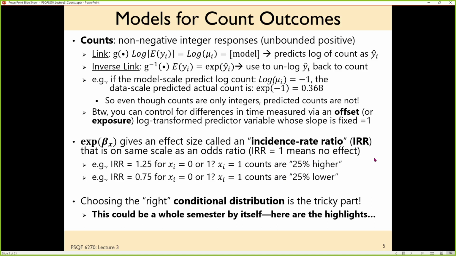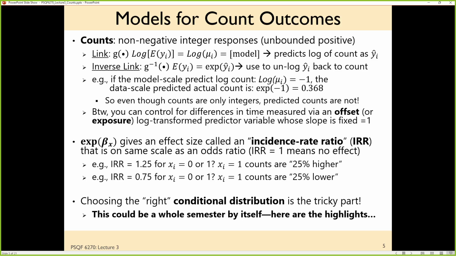That it's preferable to do it this way rather than to convert it to a rate, from what I understand. So offsets are used for that. I will tell you that this idea of what kind of conditional distribution goes with your count is easily a semester-long course in and of itself. There are so many choices. So we're just going to hit the highlights.